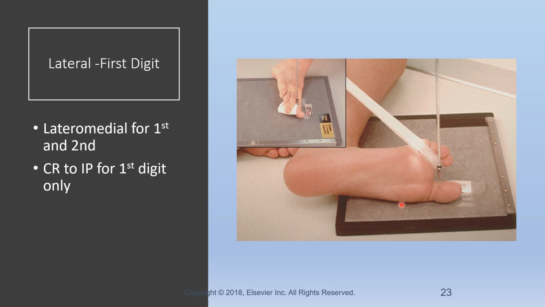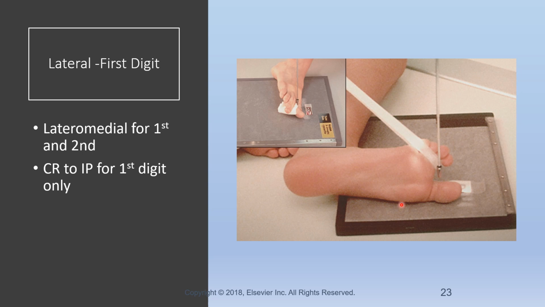Your central ray is directed to the interphalangeal joint for the first digit and to proximal interphalangeal joint for digits 2 through 5. Okay, so if it's the first digit, your central ray is at the interphalangeal joint. And if it's second, third, fourth, or fifth digit, then you're to the proximal interphalangeal joint on any of those. Right, and that again is on page 230 of your textbook.